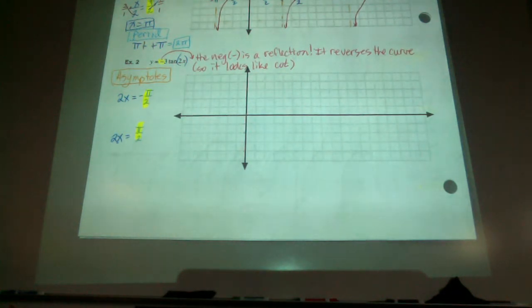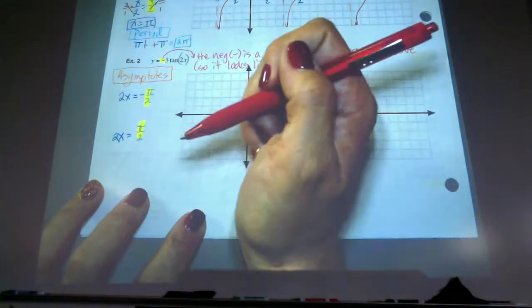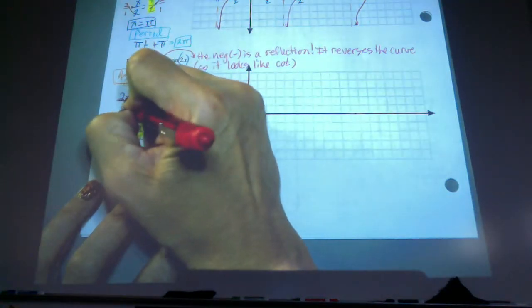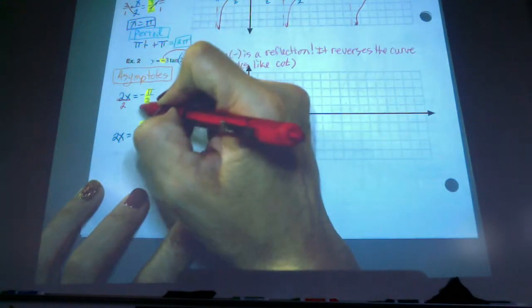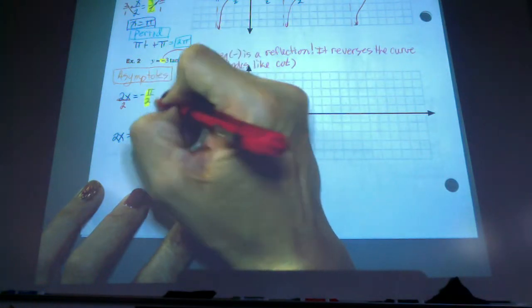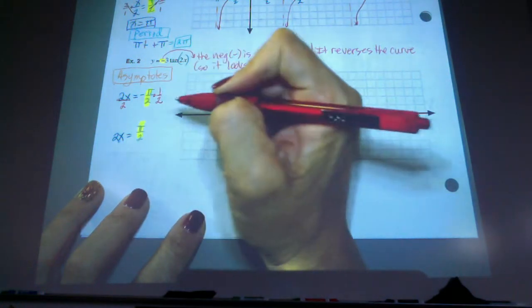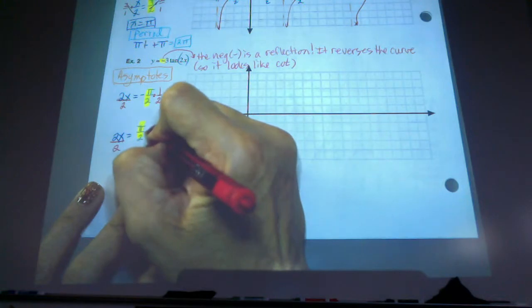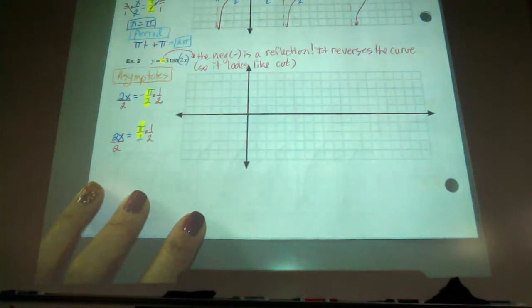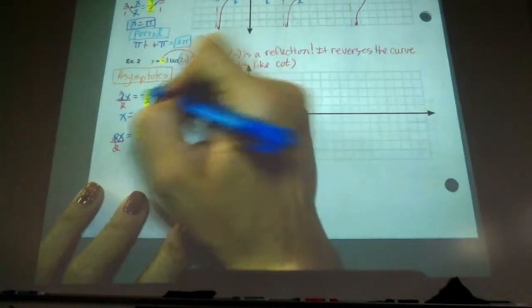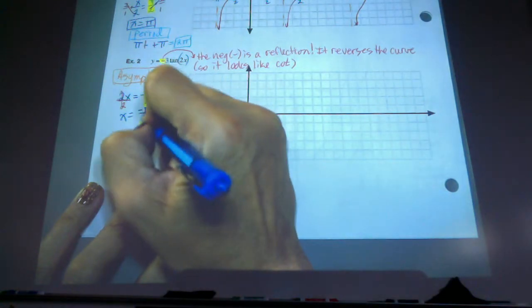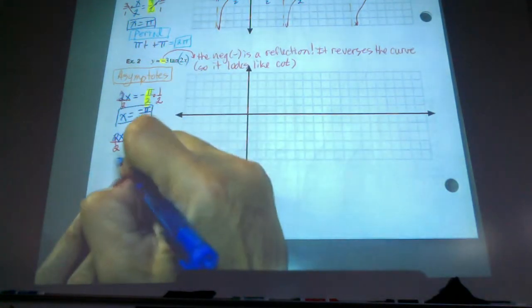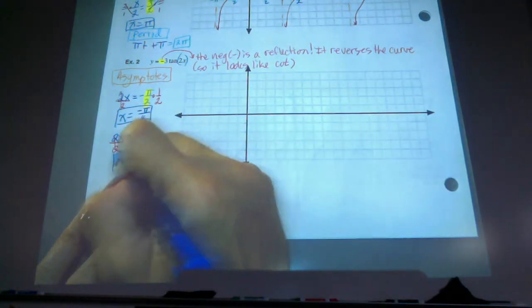All I have to do is solve. So it's going to freak out some of you. Let's stop and think about it. If I solve for x, what do I do? Divide by 2. I don't really want to divide a fraction by 2, so instead of dividing by 2, we multiply by the reciprocal of 2, which is 1/2. Dividing by 2 and multiplying by 1/2 are the same thing. And so I end up with x equals negative pi over 4. And x equals positive pi over 4.